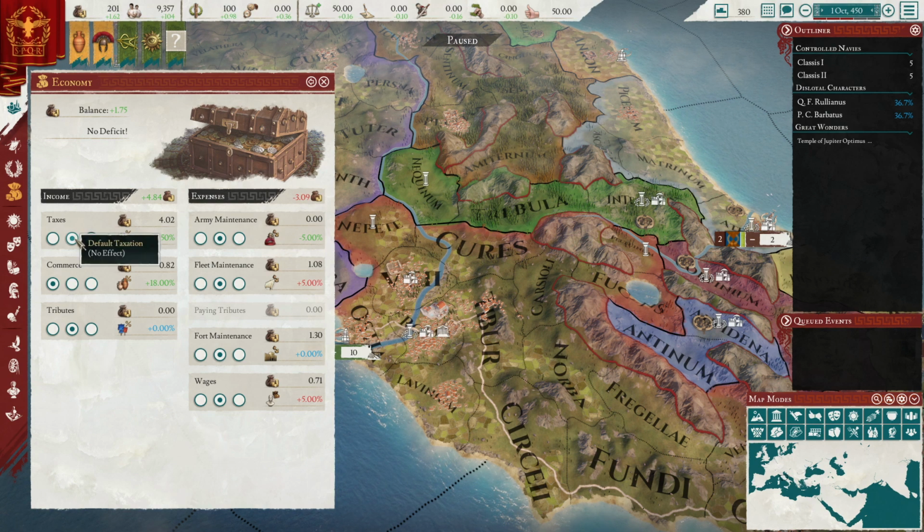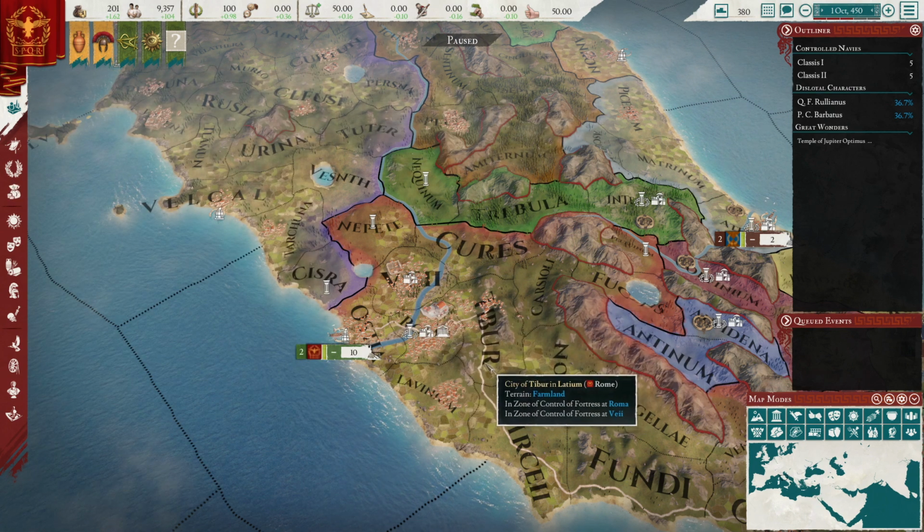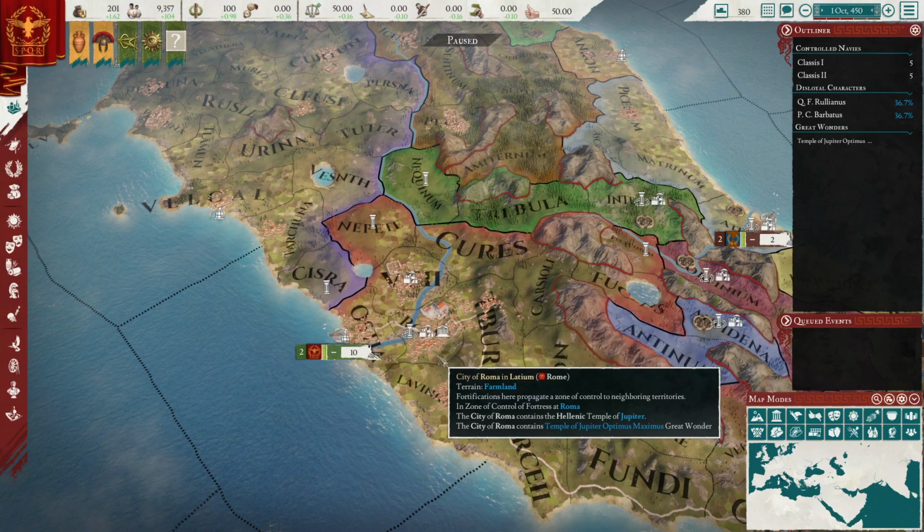Middle of the bar is usually the best for everything, except for taxes if you have a lot of research, and then commerce is almost always better on free trade. Does that make sense? Hopefully it does. Great. We've covered all that.